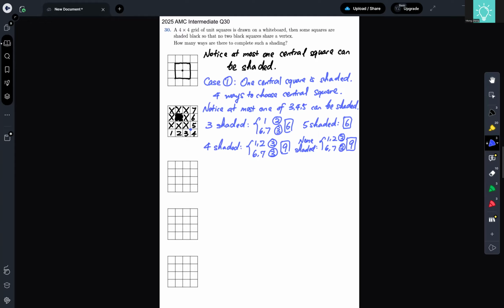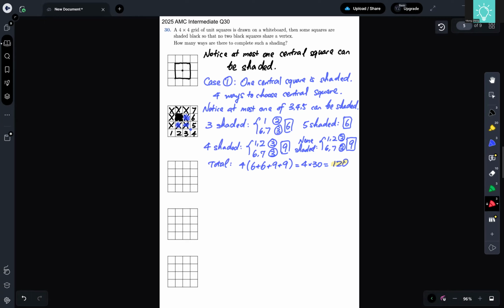So, how many shadings are there? Well, we have to multiply by 4 because there are 4 ways to choose the central square. I might not choose this one, I could choose this one, or this one. And for each of them, by symmetry, I can rotate the square around, and I can argue similarly that they have the same number of shadings, which in this case is 6 plus 6 plus 9 plus 9, what we've counted, which is 4 times 30, which is 120 in our first case.